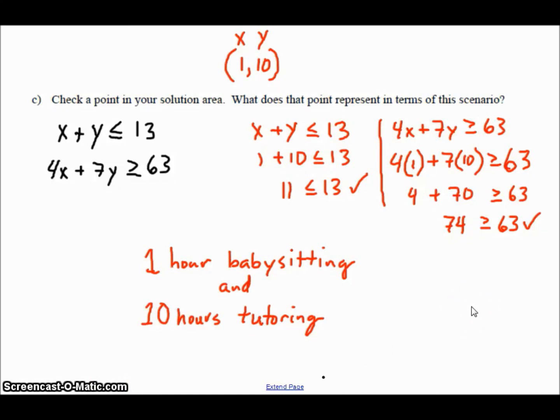Alright, so your See a Question is question number 3. Do that in your packet and then answer the questions online.